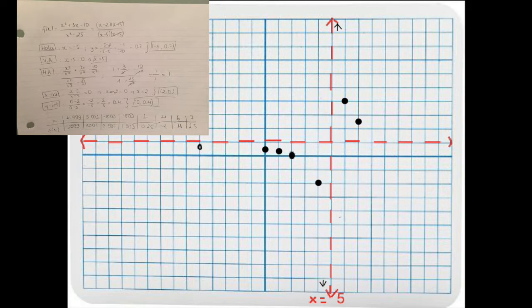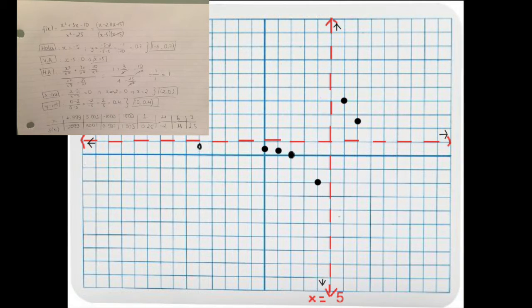Also, as x gets smaller, the function would go closer to 1 but smaller than 1. And as x gets larger, the function would also go closer to 1 but bigger than 1. So our end behaviors would be like this.